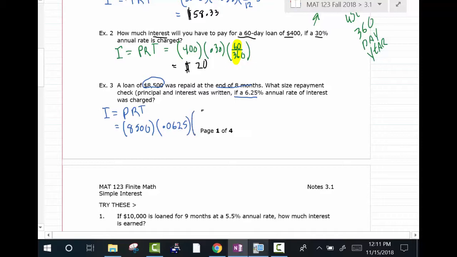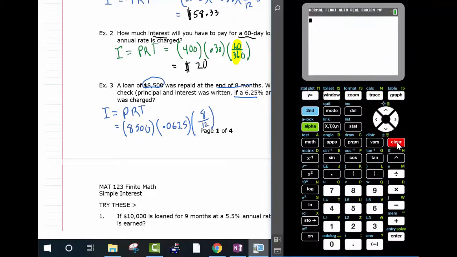And then what are you going to do with the 8 months? Good, 8 over 12, good. You got to change that to a year. If you put 8 in, it'll be ridiculous, okay? So again, we just go straight to the calculator, okay? And you can go like this if you want to. You can go 8,500 without the parentheses times 0.0625.